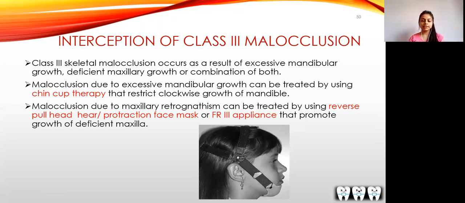Malocclusion due to maxillary retrognathism can be treated by the use of reverse pull headgear or protraction face masks. And next are the Frankel appliances that promote the growth of the deficient maxilla.